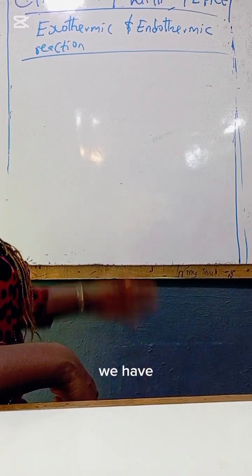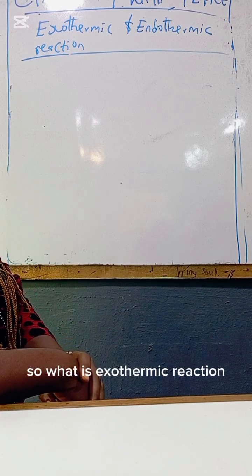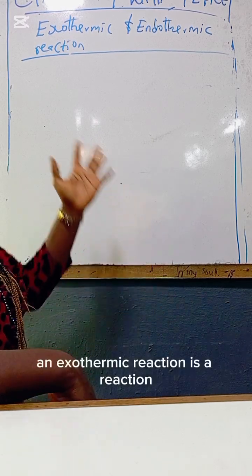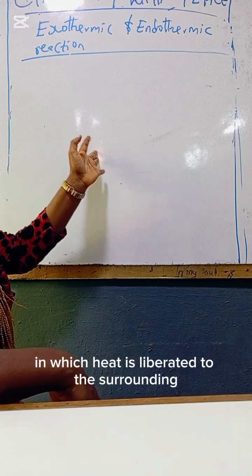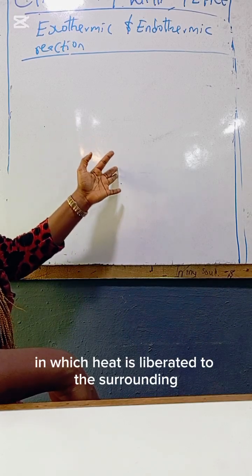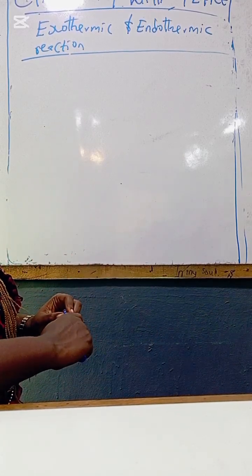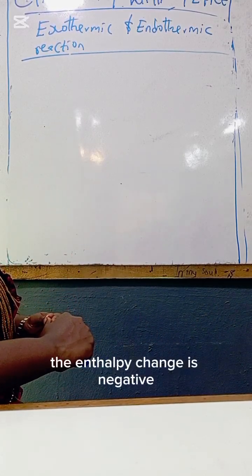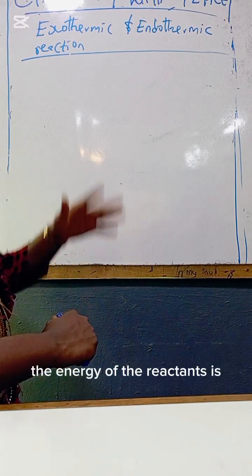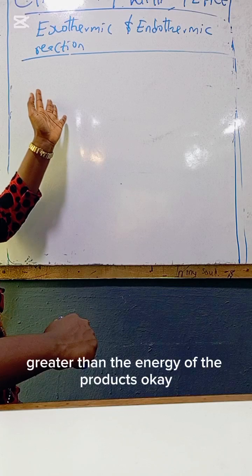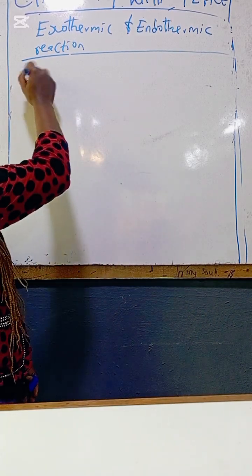So here we have exothermic and endothermic reactions to talk about. What is an exothermic reaction? An exothermic reaction is a reaction in which heat is liberated to the surrounding. In an exothermic reaction, heat is given up to the surrounding. And in an exothermic reaction, the enthalpy change is negative, the reason being that the energy of the reactant is greater than the energy of the product.